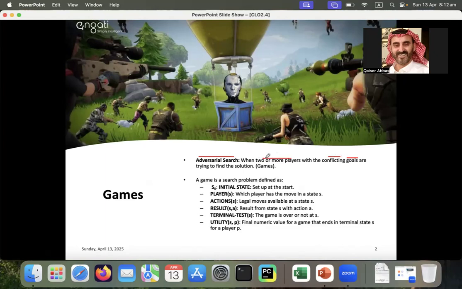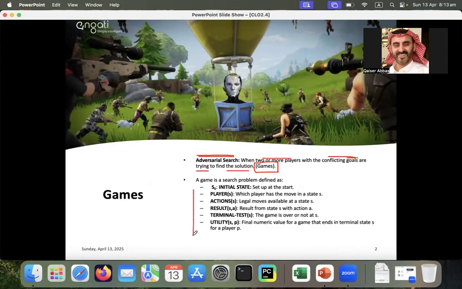So when two or more players have conflicting goals, which means their goal is the same and they are fighting for the same goal, that is why it is called conflicting goals. When they are trying to find the solution to reach that goal, this is the environment of adversarial search, and you can find this adversarial environment in games.